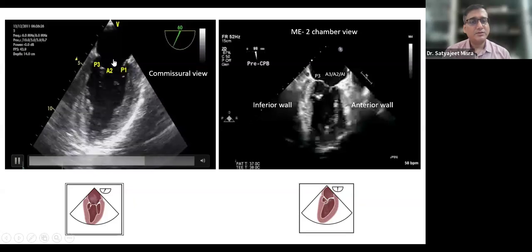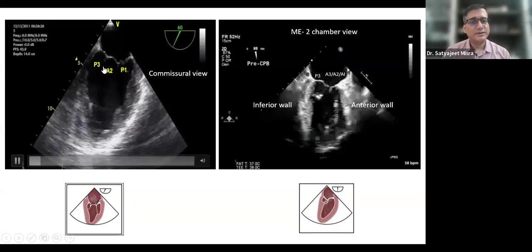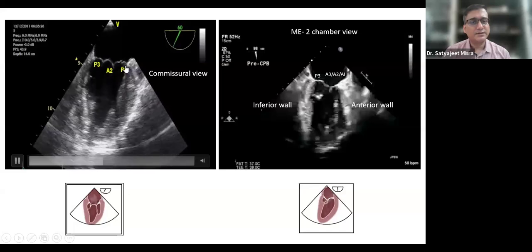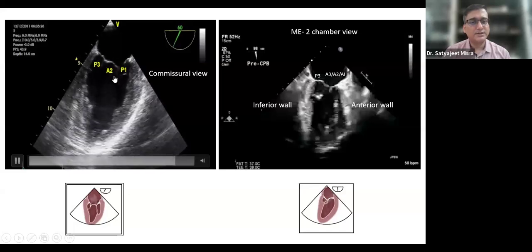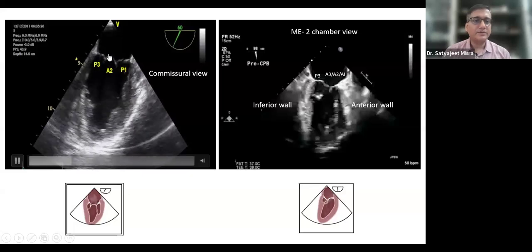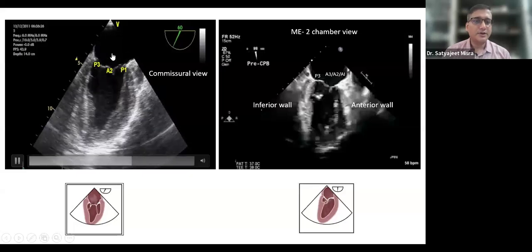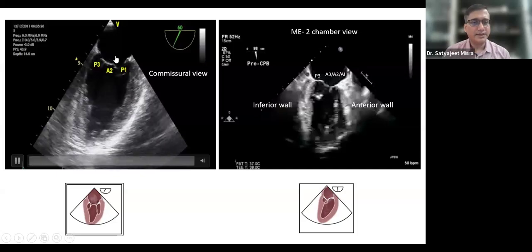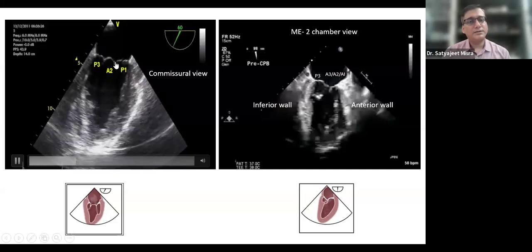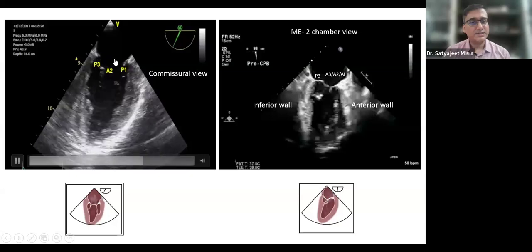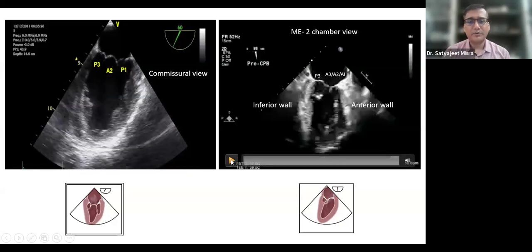And this is also called a seagull appearance. This is the head of the seagull, and these are the wings of the seagull. So this is called a seagull appearance. And the utility of this view, like I mentioned earlier, is for interrogating commissural leaks, as well as for seeing the P2 prolapse in cases, as well as seeing the cobra head appearance in cases of P2 prolapse.